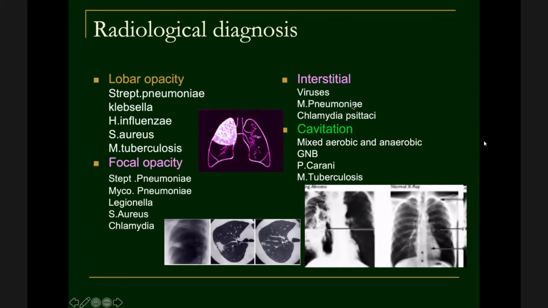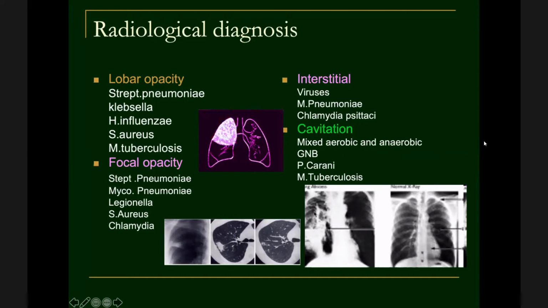If the patient has an interstitial pattern, so an interstitial pneumonia-like pattern, where only the interstitium is involved, then we can think about viral pneumonias like rhinovirus, adenovirus, respiratory syncytial virus, influenza A and B, and also COVID. COVID, Mycoplasma pneumoniae, and Chlamydia psittaci you have to think about in the interstitial pattern.